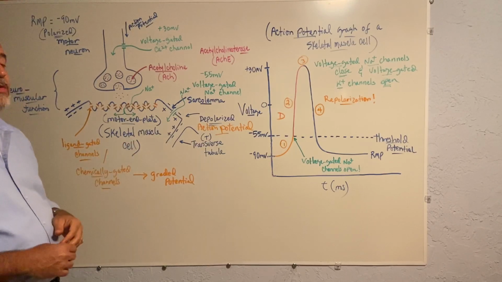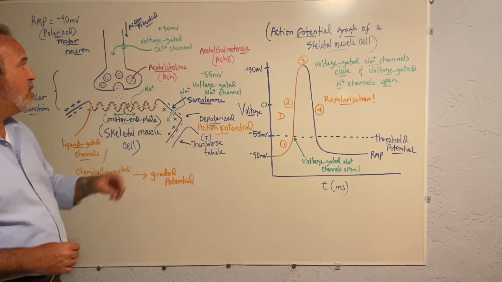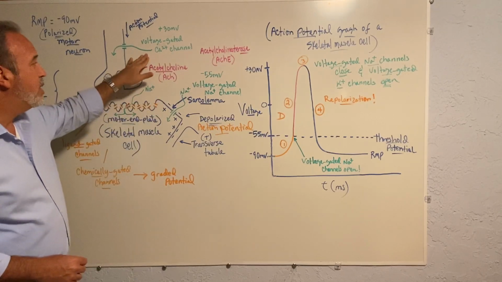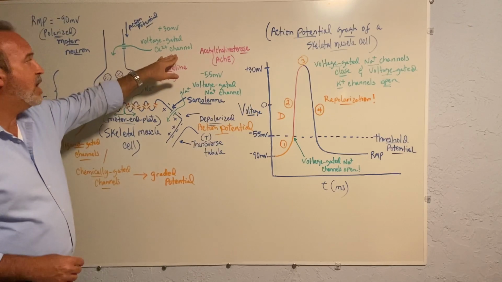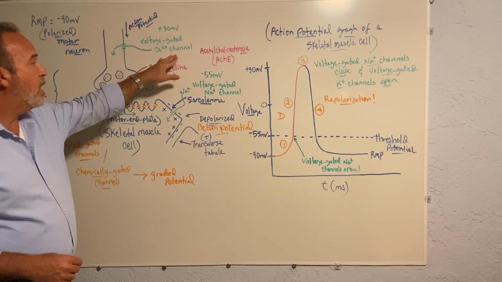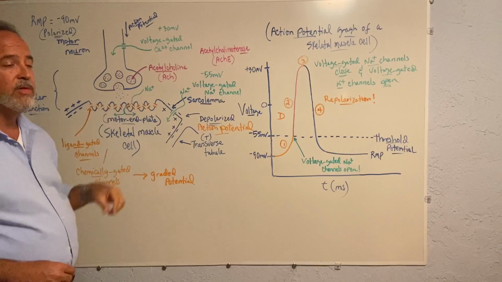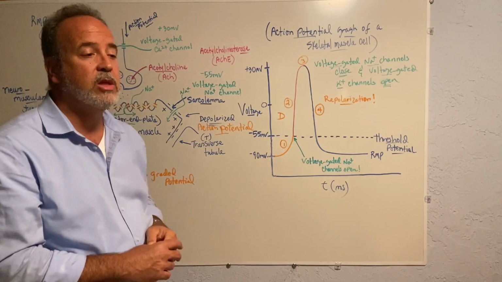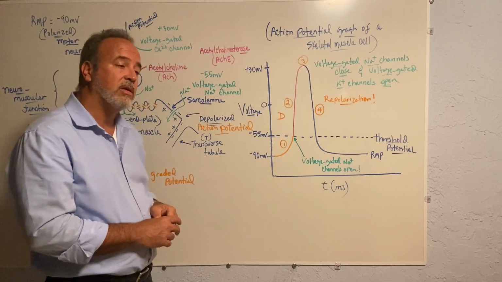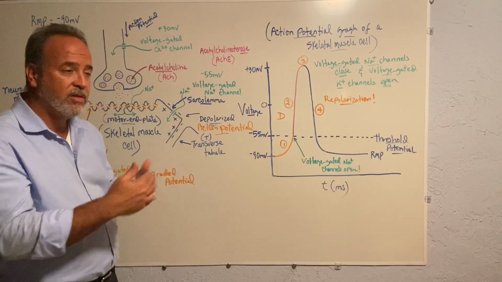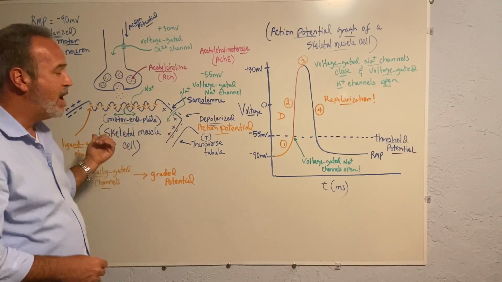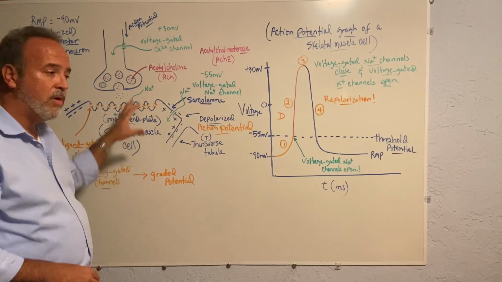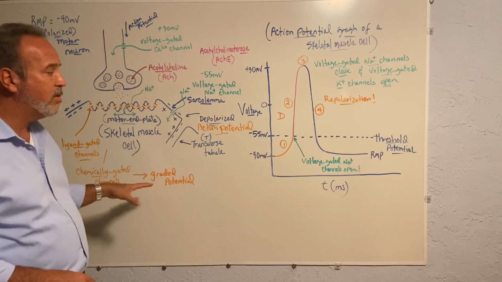There's another condition, which is also an autoimmune condition, where these voltage-gated calcium channels are going to be destroyed. This is a condition known as Lambert-Eaton myasthenic syndrome. There are differences between that syndrome and myasthenia gravis, but that's not the point here. Both of them are going to lead to muscle weakness.